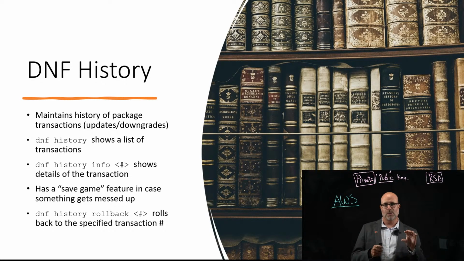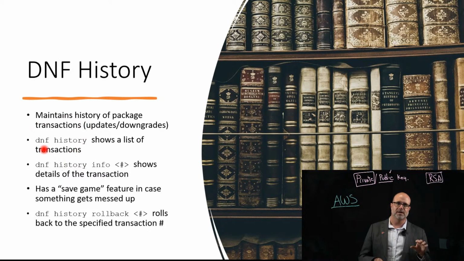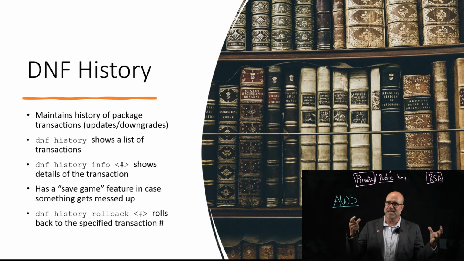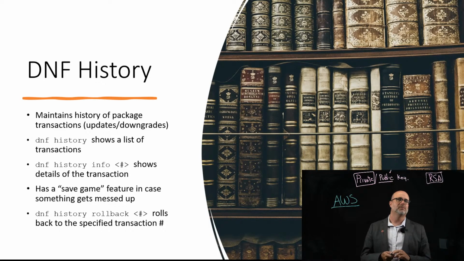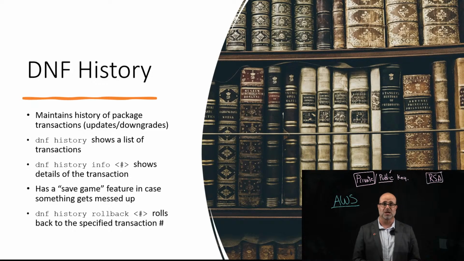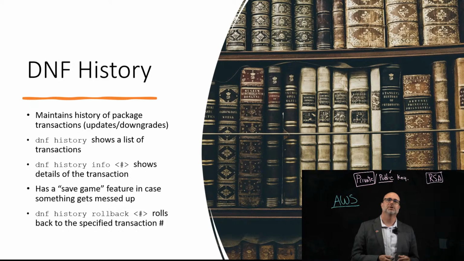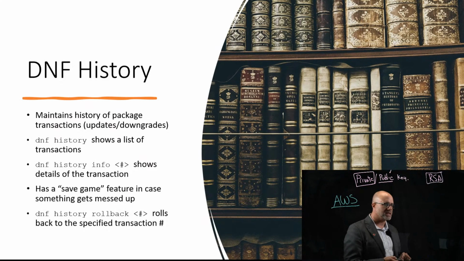You can think of, when you type in DNF history, you're going to see a bunch of transactions. And I think about that as saved games, points where you've saved the game. If for some reason you've installed some packages or removed some packages and really messed things up on the server, you can use DNF history rollback and specify the transaction number, and it will roll back all those changes you made, install, remove packages, and get you back to, maybe yesterday when things worked. So this rollback feature is really helpful, and we're going to demonstrate that as well.